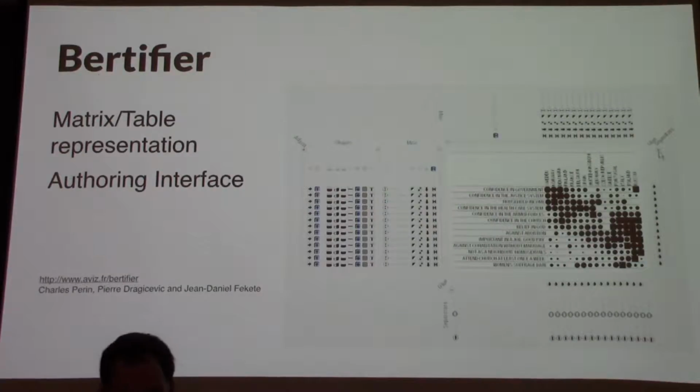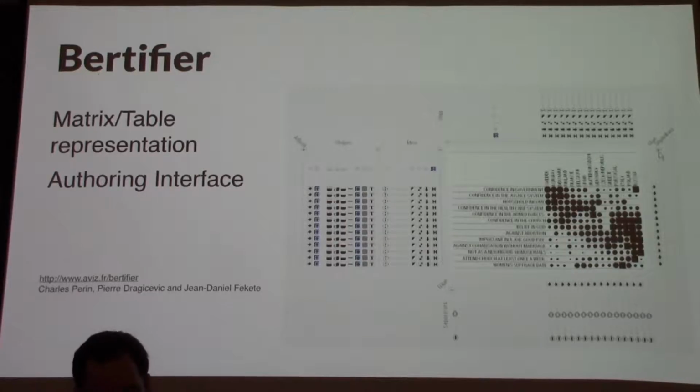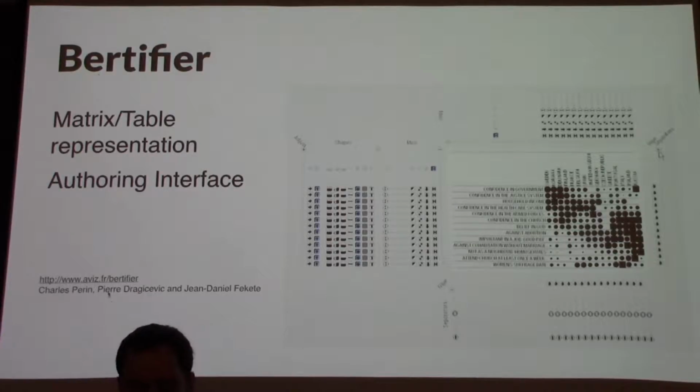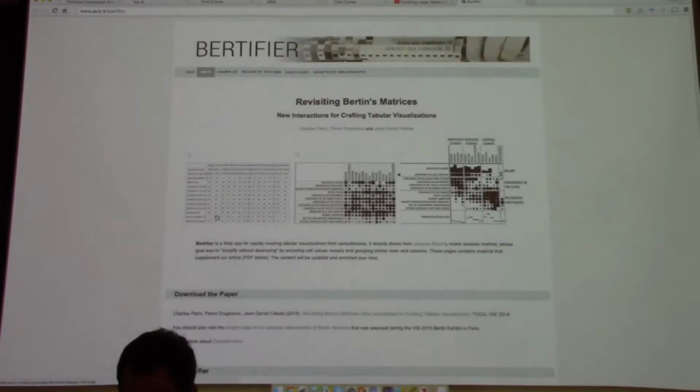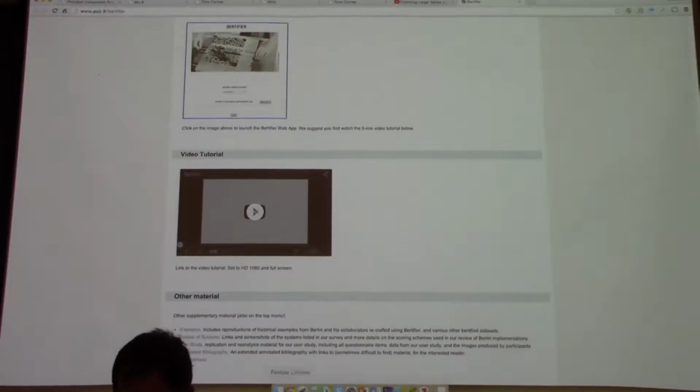So there's another technique that is also direct representation, and in this case it's more about presentation. How can we create these kind of tables dynamically? So this is more of an authoring interface to create these Jacques Bertin matrices that you could, for example, show in a newspaper, and they have a pretty nice tool. I'm just going to show you the video, I think.